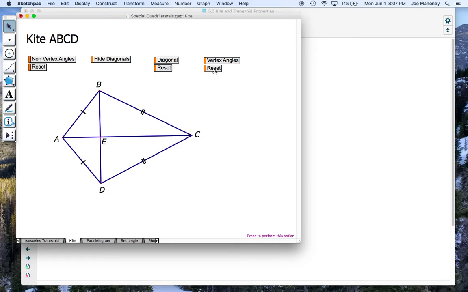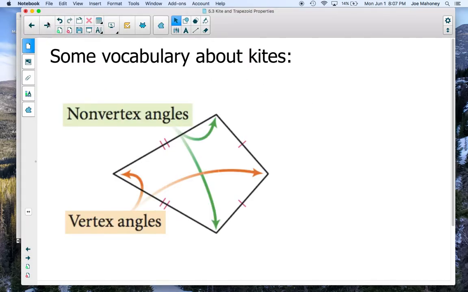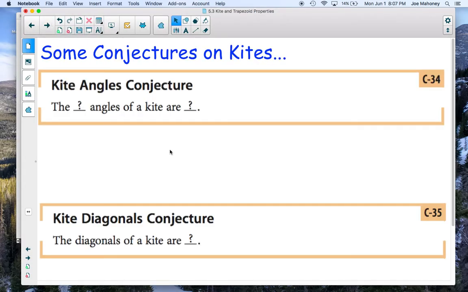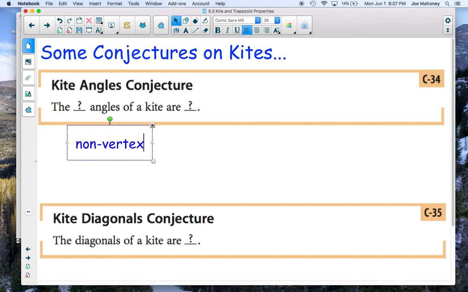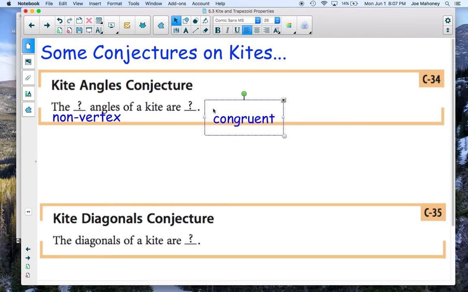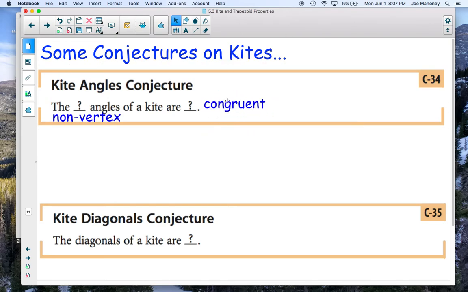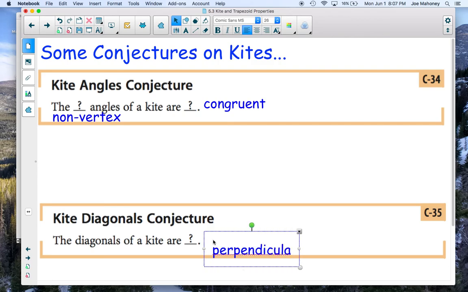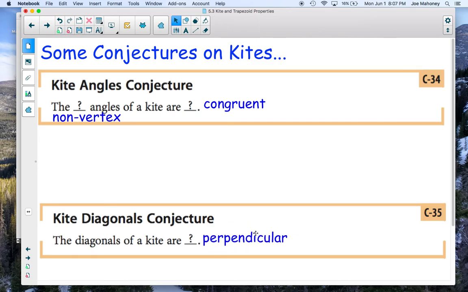Cool stuff. Oh, that's a lot of conjectures. Let's take them one at a time. First of all, we said that in a kite, the non-vertex angles of the kite were congruent. That was the first thing we saw, when that one angle fell down from the sky and landed on the bottom angle. And the second is the kite diagonals conjecture, which says that the diagonals of a kite are perpendicular. They form a 90-degree angle.